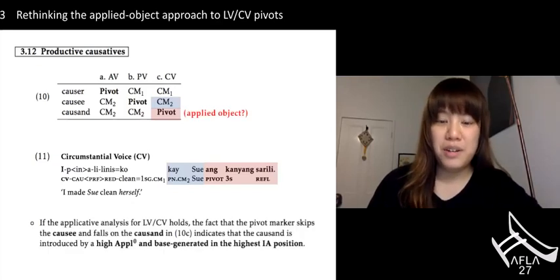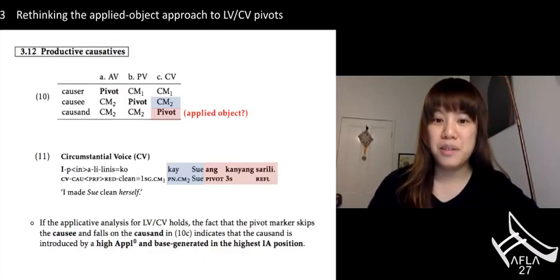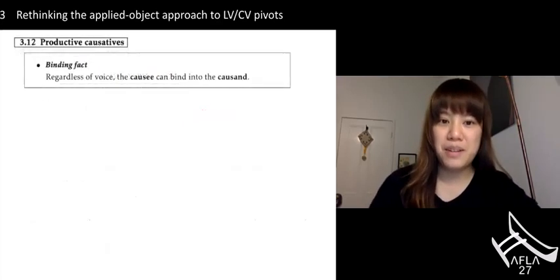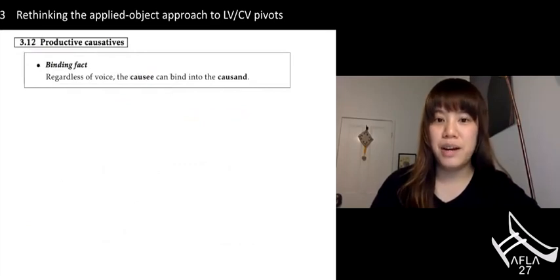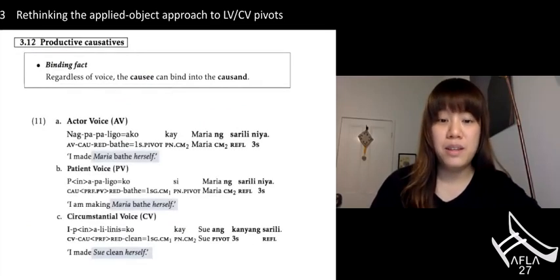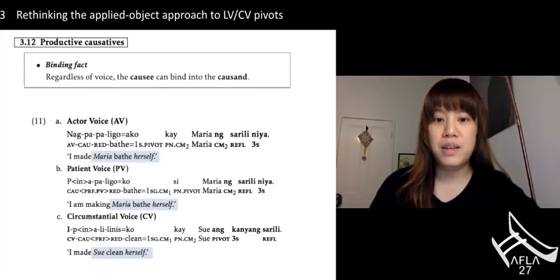So a question here is that if the applicative, the applied object approach is on the right track, we would assume this pivot should be an applied object that's base generated higher than the causee in the highest internal argument position. But a look at the binding facts suggests that this prediction isn't borne out. So as you can see in 11, regardless of voice alternation among AV, PV, or CV, we see that the causee can consistently bind into the causing event, even when the latter is in pivot status.